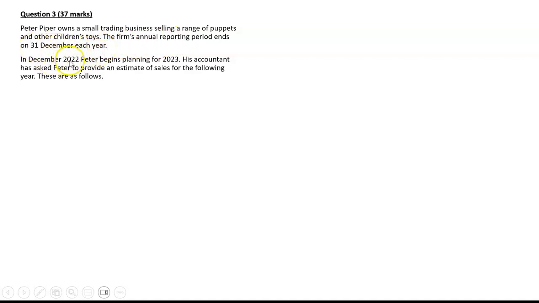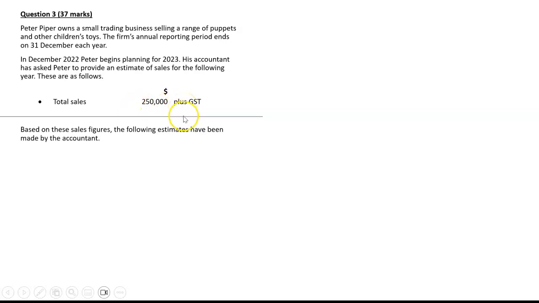In December 2022, Peter begins planning for 2023. His accountant has asked Peter to provide an estimate of sales for the following year. These are as follows. Total sales are estimated to be $250,000 plus GST.